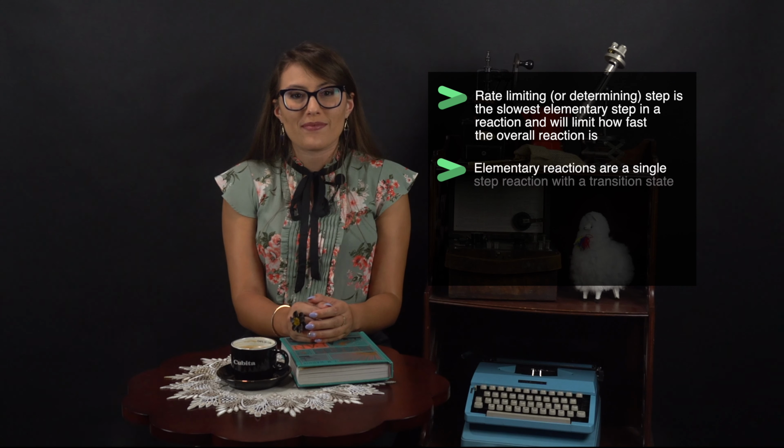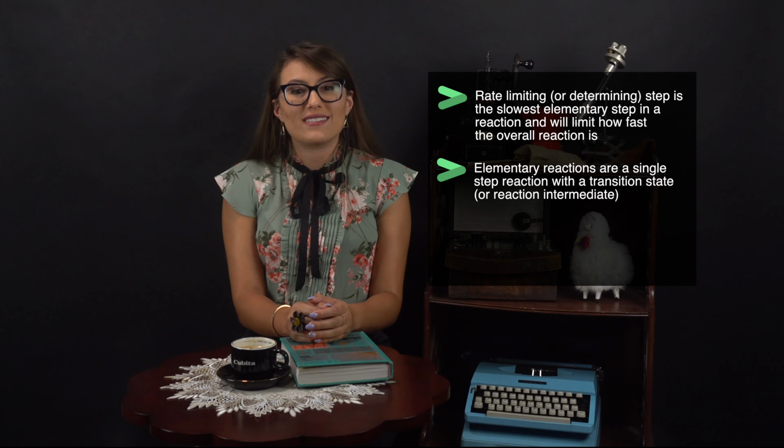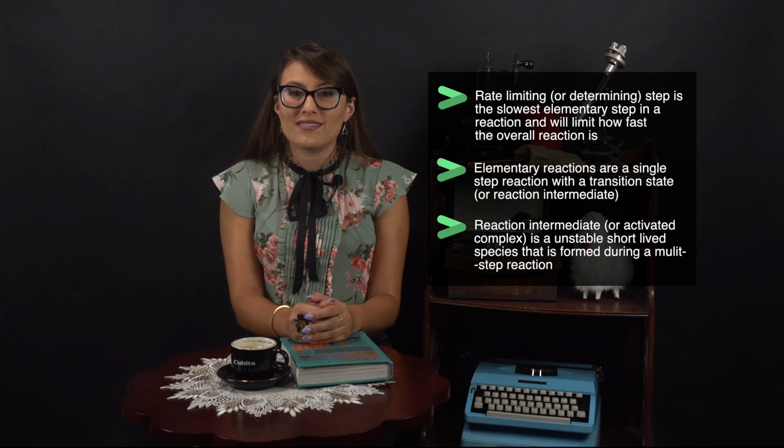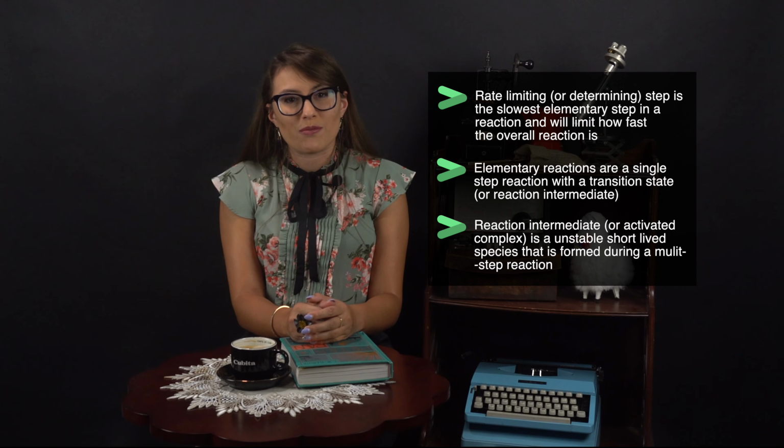Elementary reactions are single-step reactions with a transition state. A reaction intermediate is an unstable or short-lived species that is formed during a multi-step reaction mechanism. A reaction can have a one-step elementary reaction or multiple.